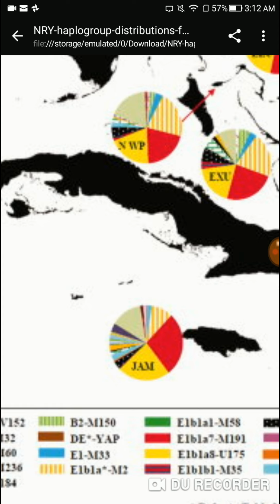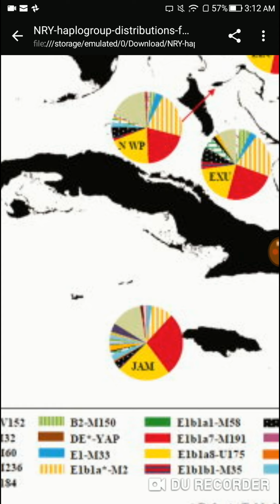And then the other one, the red, would be very common in the Americas. The red is dealing with E1B1A7. E1B1A7 is dealing with the tribe of Gad. So you have Gad, and then in the yellow box, you have E1B1A8. That would be dealing with Asher.